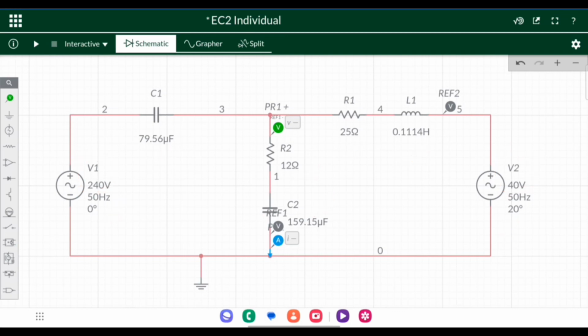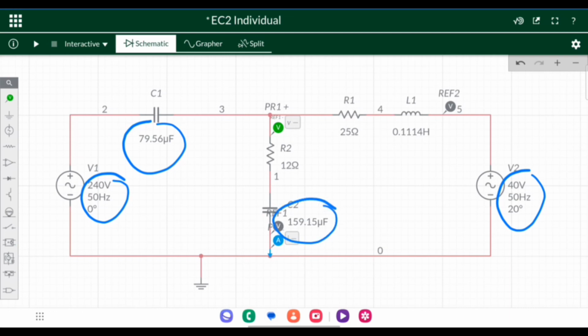Alright, for AC voltage 1, we have used 240 volt 50 Hz. For V2, we use 4 volt 50 Hz and the angle is 20. For capacitor 1, here 79.56 microfarad. For capacitor 2, here 159.15 microfarad. For resistor 1, we have 25 ohm, and for resistor 2, we have 12 ohm here. And last but not least, the inductor is 0.1114 Henry.